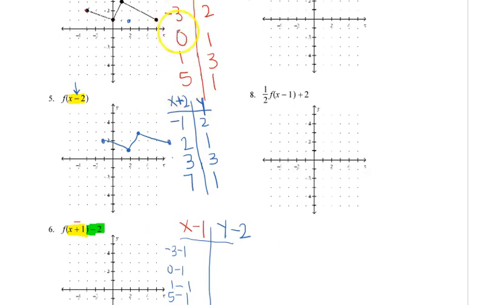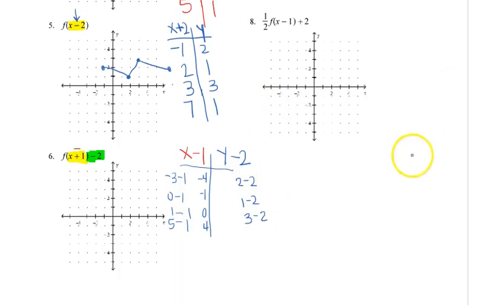Notice these are the numbers I just said, and I'm going to subtract 1 from all of them. So I get negative 4, negative 1, 0, and 4. And then we do the same thing again. We take our original y's and we're subtracting 2. So 2 minus 2, 1 minus 2, 3 minus 2, and 1 minus 2. So I get 0, negative 1, 1, and negative 1.